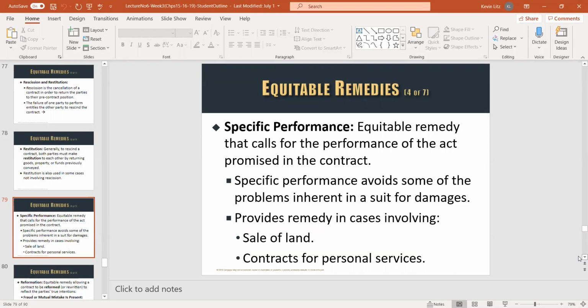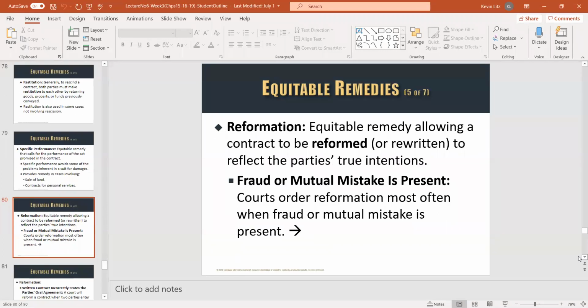Also, contracts for personal services, for example, if I'm a famous painter, the judge might come in and force me to actually do those services as agreed.